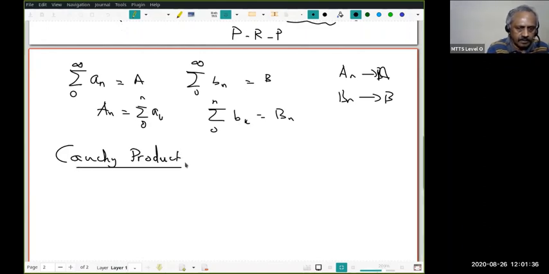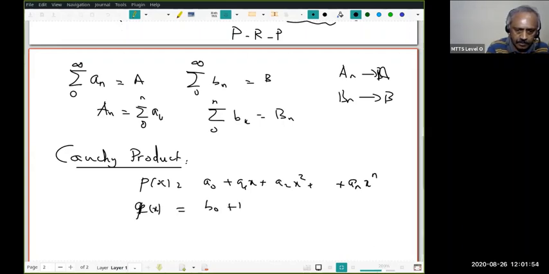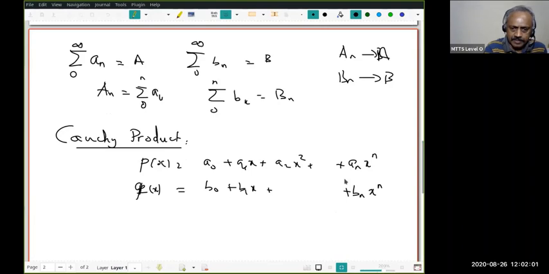Okay, this is nothing difficult. You think of the polynomial. Suppose I have a polynomial p of x equal to a naught plus a1 x plus a2 x squared, up to an x power n, and let us say q of x equal to b naught plus b1 x, etc., up to bn x power n. Okay, the degrees may be different, but you write it with extra zero coefficients. Okay, the typical way you do that.